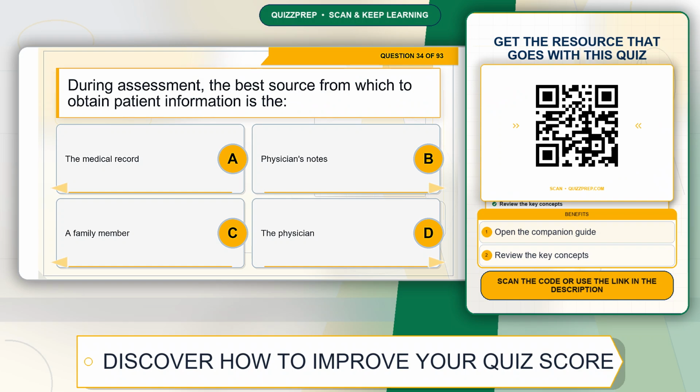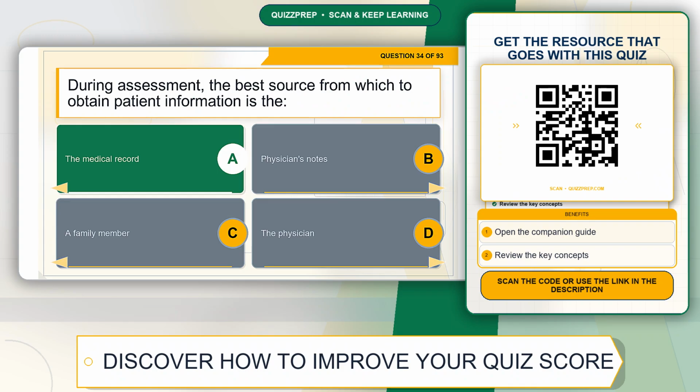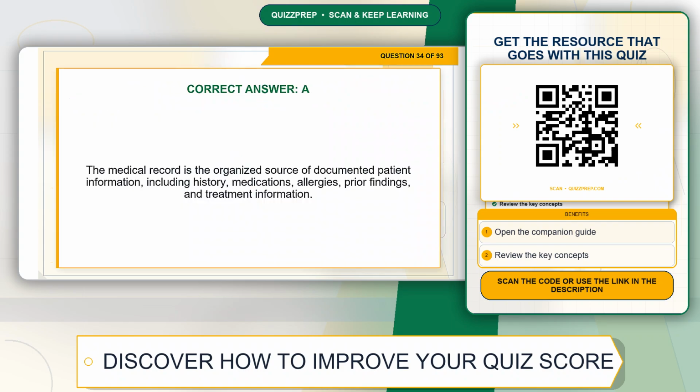Question 34. During assessment, the best source from which to obtain patient information is the option A, the medical record. Option B, physician's notes. Option C, a family member. Option D, the physician. The correct answer is option A, the medical record. Explanation. The medical record is the organized source of documented patient information, including history, medications, allergies, prior findings, and treatment information.